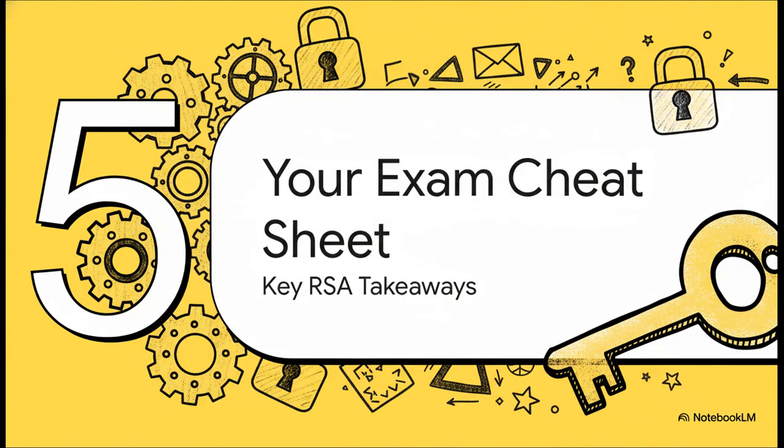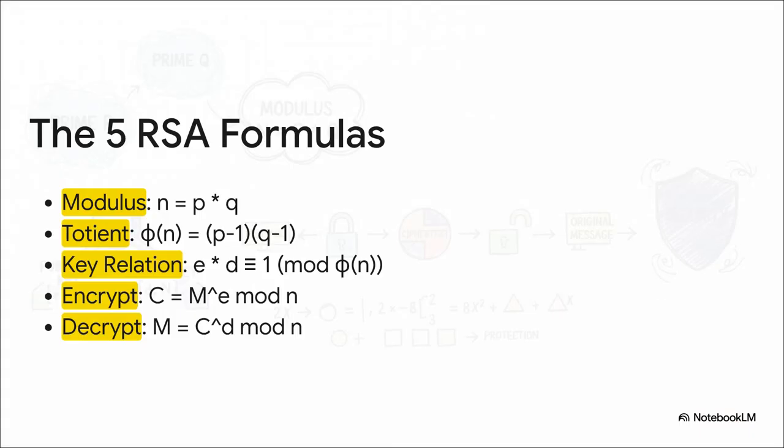Okay, that was a lot. Let's boil it all down to a cheat sheet. If you're walking into that exam, these are the absolute must-knows, the things you need to have memorized for any RSA question. Right here. These 5 formulas are the absolute heart and soul of RSA. You've got to know how to get the modulus N and the totient phi. You have to understand that special link between ASCII and D using the totient. And of course, you need the encryption and decryption formulas down cold. If you know these 5 things, you can solve any RSA problem they throw at you.